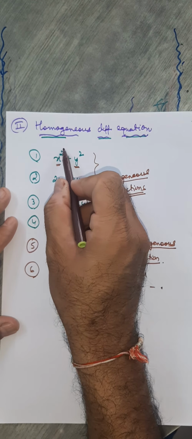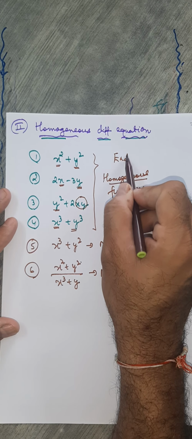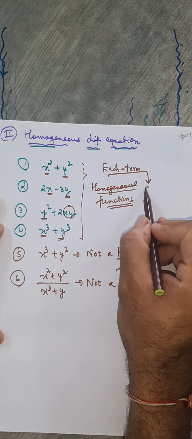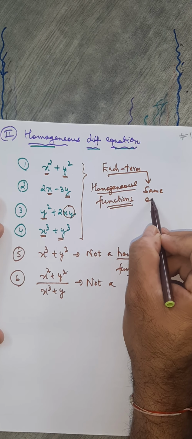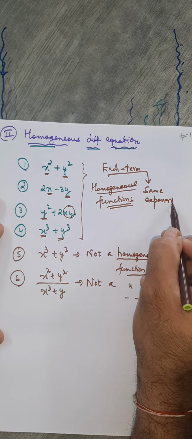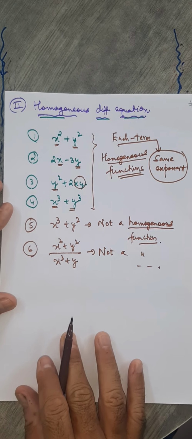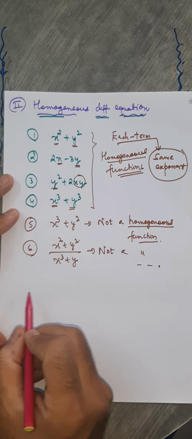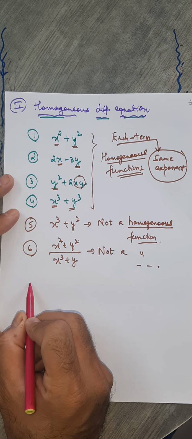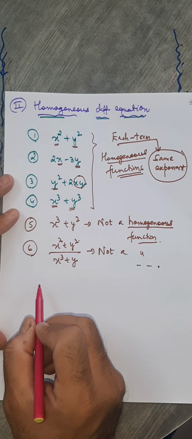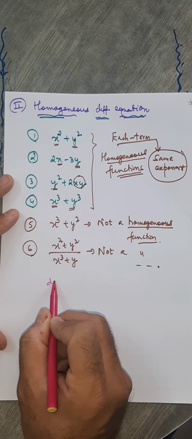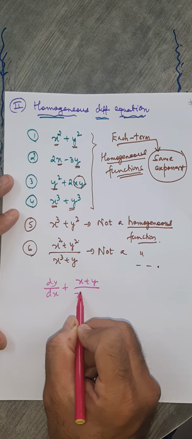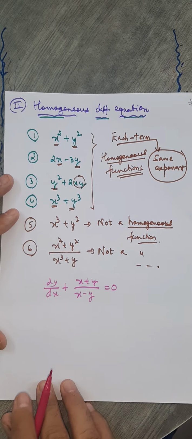Homogeneous function means what? Each term should have same power, same exponent, remember. Then it is called homogeneous function. Fine. Now here, if I consider one differential equation like this, differential equation means what? It should involve dy by dx. So if I write dy by dx plus, I'll write x plus y upon 1 minus xy equals to 0. For example, I've written this.